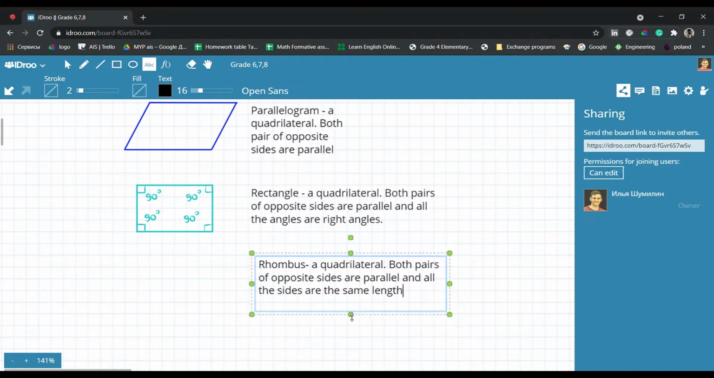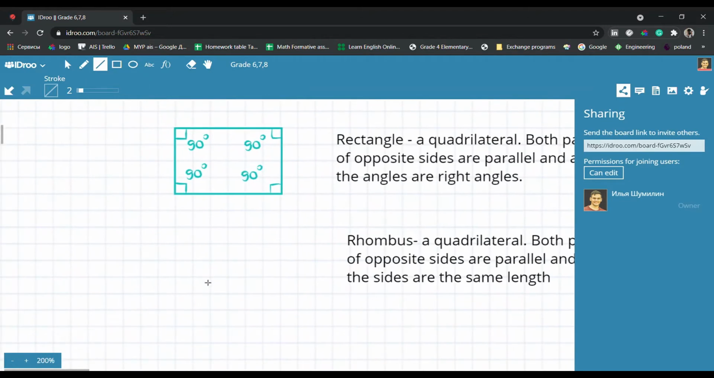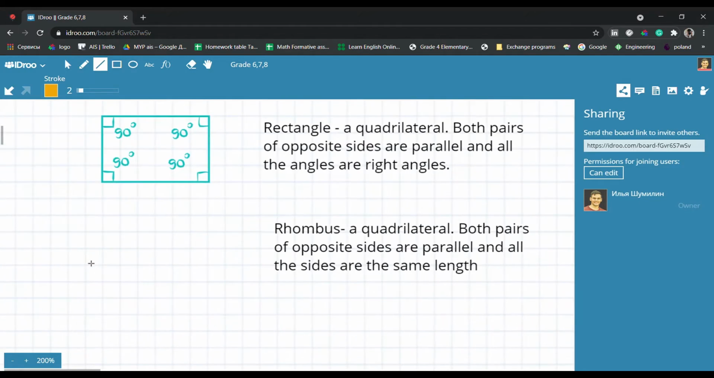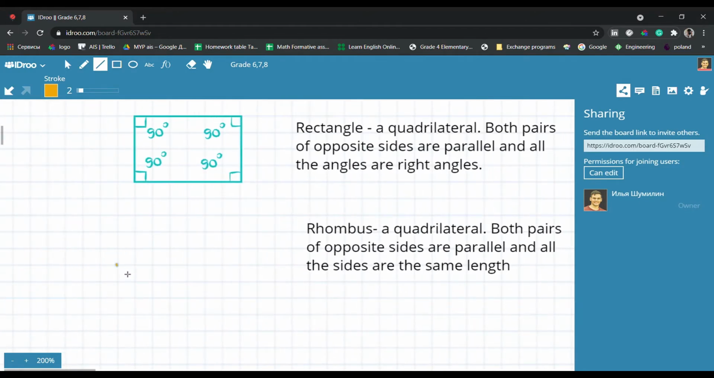All right, we are finished with this definition of rhombus, and I'll try to show you a proper rhombus. I need help from the square grid here. I'll choose the orange one, why not? Rhombus, both pairs of opposite sides are parallel. That's definitely what we need to do. That's actually very difficult to do, because we need to draw a rhombus with equal sides. All sides should be equal. And I have a trick for this.